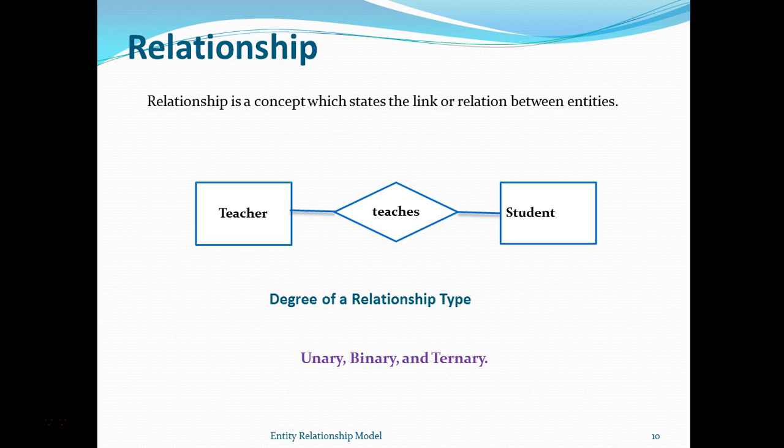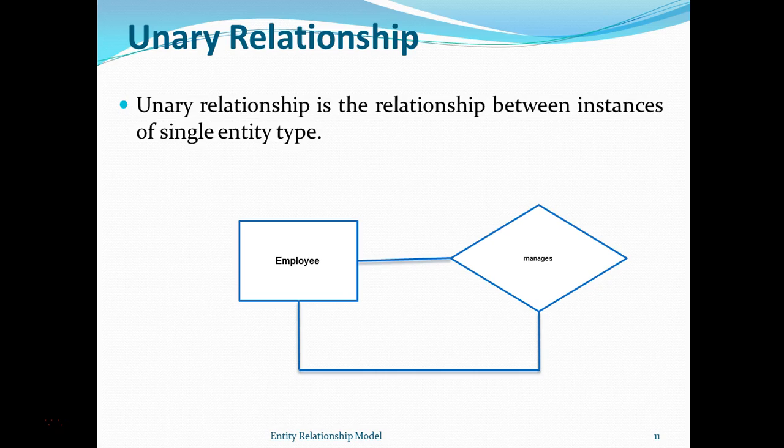Then here comes a very important concept, to understand the degree of relationship type. We have unary, binary, and ternary. Unary means 1, so the degree of a unary relationship is 1. It is a relationship between the instances of a single entity type. So in the unary relationship, only one entity is involved. In the binary relationship, two entities are involved. In the ternary relationship, three entities are involved.